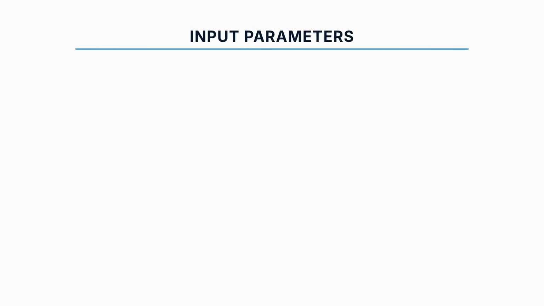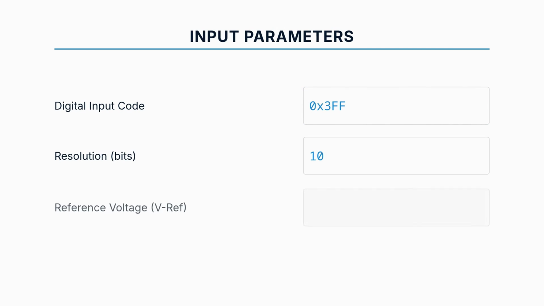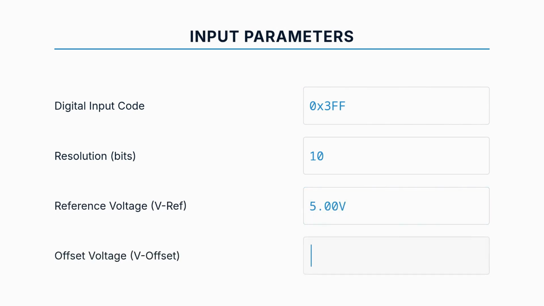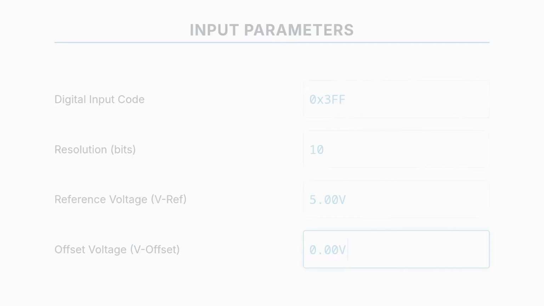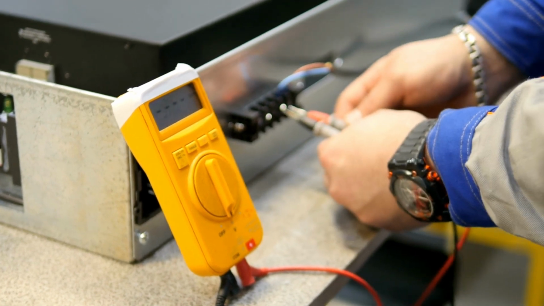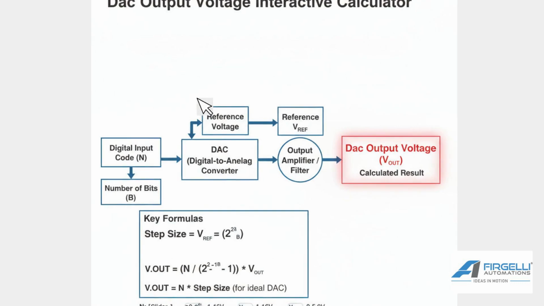The calculator requires several inputs. Enter your digital input code, resolution in bits, reference voltage in volts, and offset voltage in volts. Each calculation mode has its own set of required parameters. Let me work through an example.